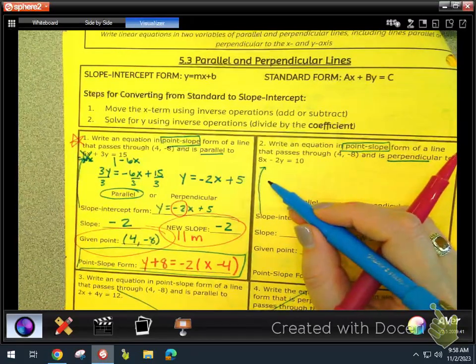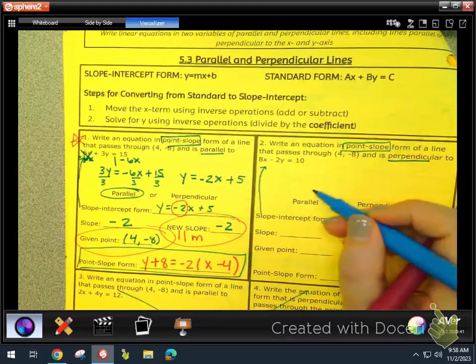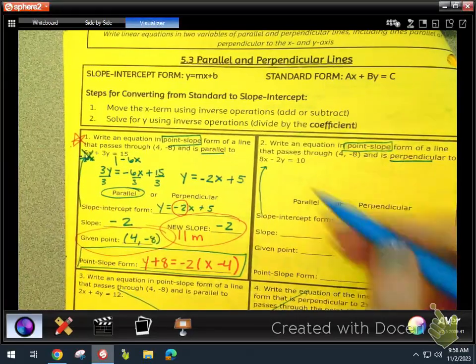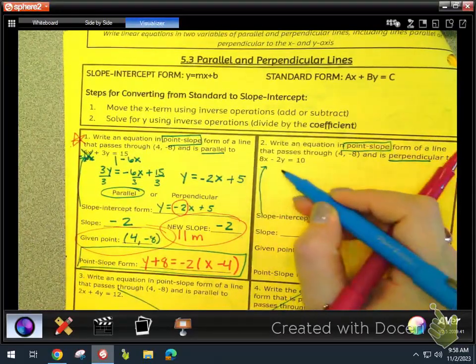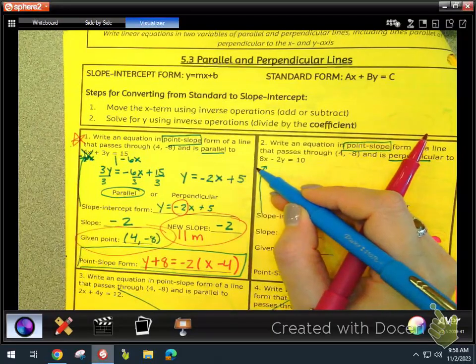Standard. So can we see the slope when it's in standard form? No, no, no. All right, we have to change it. Divide by a negative 2, so you have to change the sign. Yes. Well, if it was an inequality, you'd have to flip, but yeah.